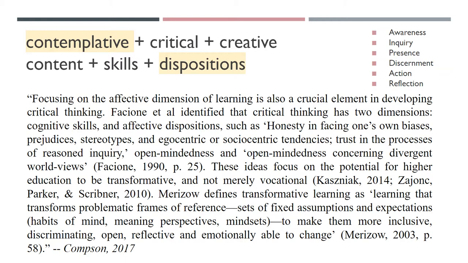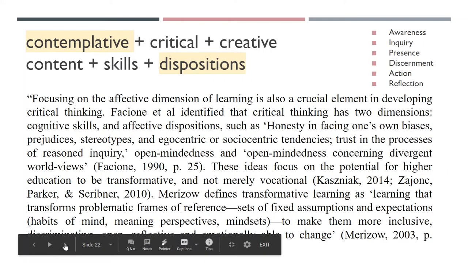Mezirow defines transformative learning as, quote, learning that transforms problematic frames of reference, sets of fixed assumptions and expectations, habits of mind, meaning perspective, mindsets, to make them more inclusive, discriminating, open, reflective, and emotionally able to change. So contemplative pedagogy recognizes the powerful role of affective states, dispositions, and habits of mind for ethical action. I find it is difficult to fact someone into changing their minds. Course content alone is not enough, which is why at the Contemplative Sciences Center, we focus on offering students experiences, exercises, and practices that bring attention to their assumptions and habits, invite inquiry, and provide space for reflection, and so on. So while a first step might be bringing awareness to habitual ways of being, a next step might be building students' and my own capacities for empathetic engagement.